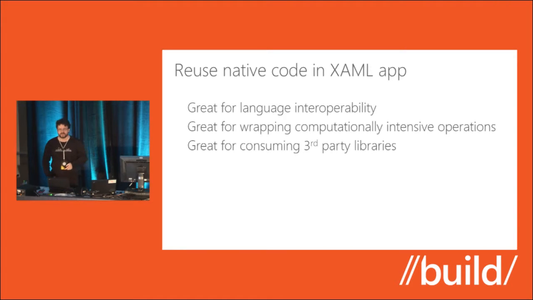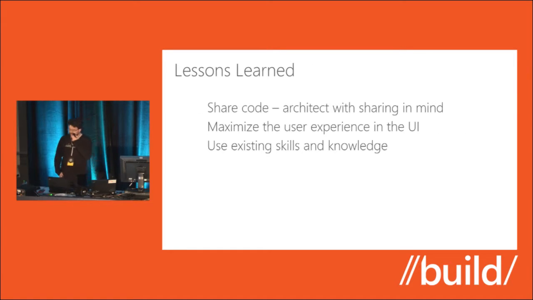You just saw that. If you had some part of your app that was computationally intensive, maybe now is the time to write it in C++, wrap it in a Windows Runtime component, and expose that back to your XAML app. It's also great for consuming third-party libraries, a lot of which may not be written in the same language that you've written your app in. So that's it. They're the sharing techniques we wanted to show you today.